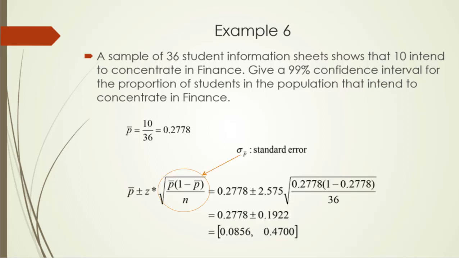The rest of the calculations involves finding a z multiplier, which is 2.575 for a 99% confidence level. Some of you may remember this from previous video, and plugging the sample proportion into the formula. In summary, a 99% confidence interval estimate for the percentage of finance majors is between 8.56% to 47%.